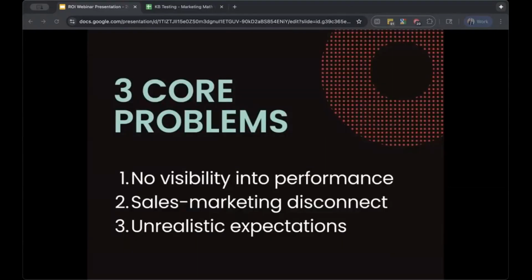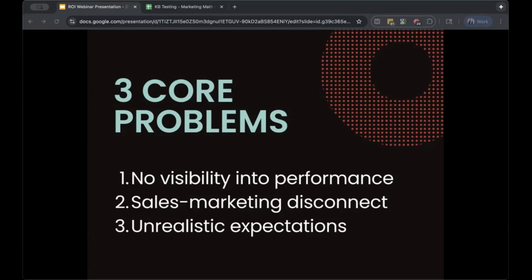So as we go through these 3 core problems, I just want anyone to think about how it applies to you. Feel free to weigh in, raise your hand if you want, speak up. We love to hear and be interactive. So, this first one is that no visibility into performance. Anybody? Or do you think you have visibility?